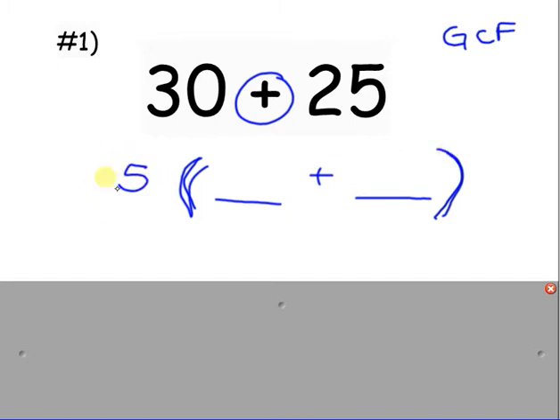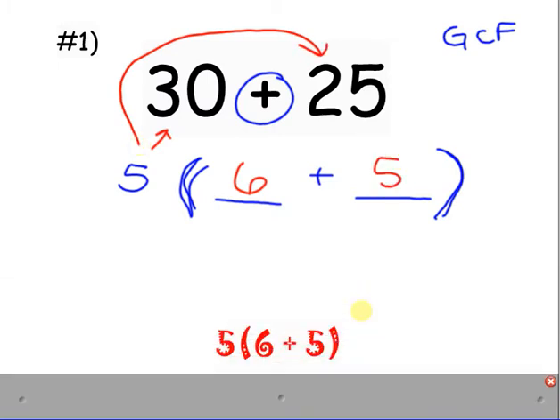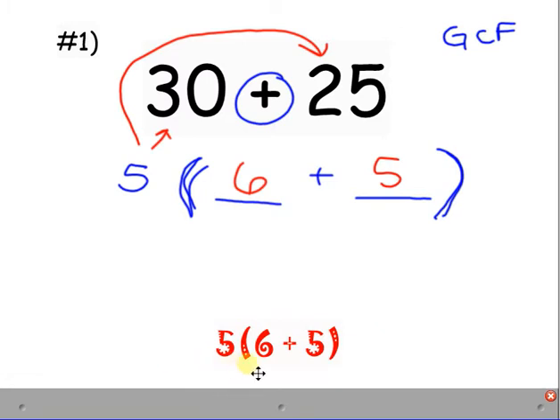How many times does 5 go into 30? 6. How many times does 5 go into 25? 5. So there is my answer. 5 parentheses 6 plus 5. Nothing to it, not too bad.